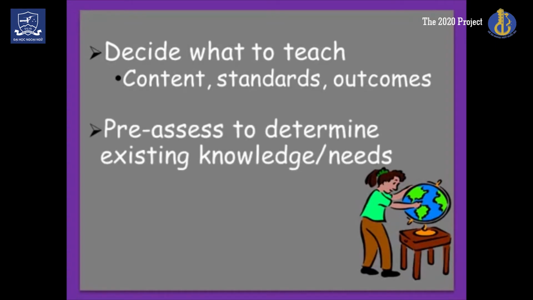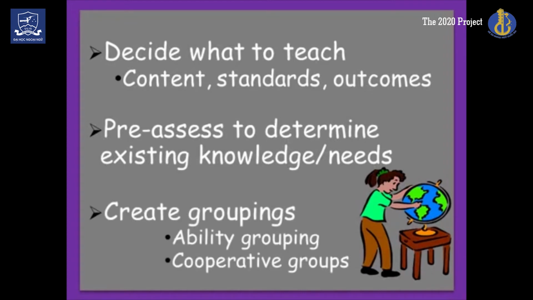Pre-assess to determine your existing knowledge. You don't know what to teach if you don't know what the students already know. So you must pre-assess. Then after you've done your assessment, create groupings, and it depends on what you want to do. If you're going to do some remediation or enrichment, you're going to put them in ability groups. If you're going to do some project-based learning or some problem solving, you're going to put them in cooperative groups where they get the benefit of different learning styles and different ability levels.